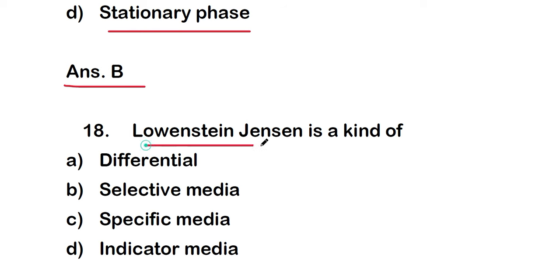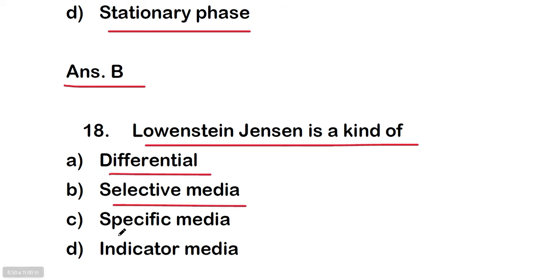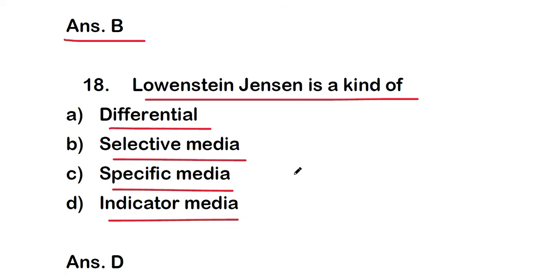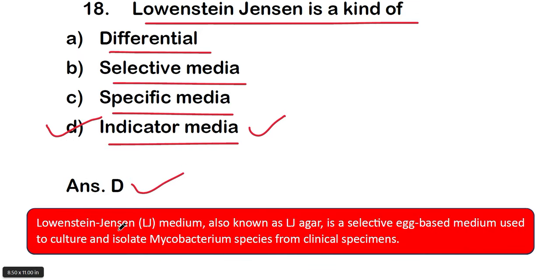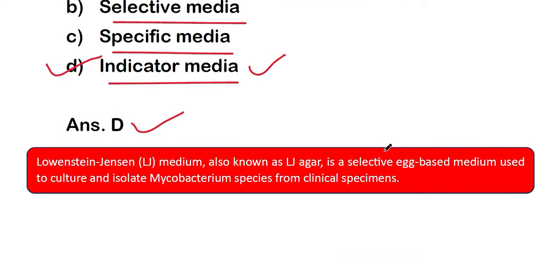Lowenstein-Jensen is a kind of media that is known as option A, differential media, option B, selective media, option C, specific media, option D, indicator media. And the right one is option D, that is indicator media. So Lowenstein-Jensen media or LJ media is an indicator media. This Lowenstein-Jensen media, also known as LJ agar, is a selective egg-based media used to cultivate and isolate mycobacterium species from clinical specimens.